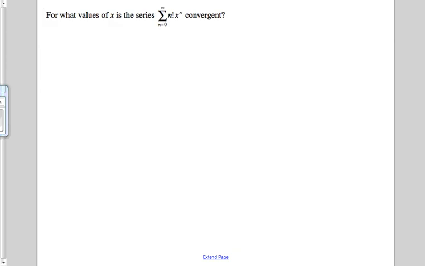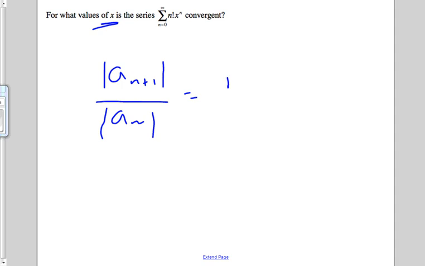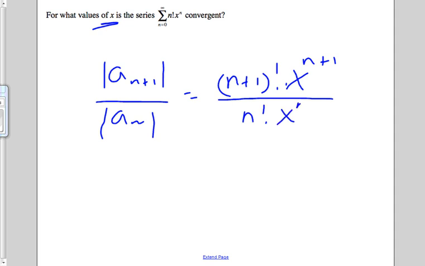So we've got this function. It's an interesting series: the sum from n equals 0 to infinity of n factorial times x to the n. And we want to know for what values of x it will converge. So we're going to use the convergence test, a to the n plus 1 over a to the n. And when we do that, we've got n plus 1 factorial times x to the n plus 1, all over n factorial times x to the n.